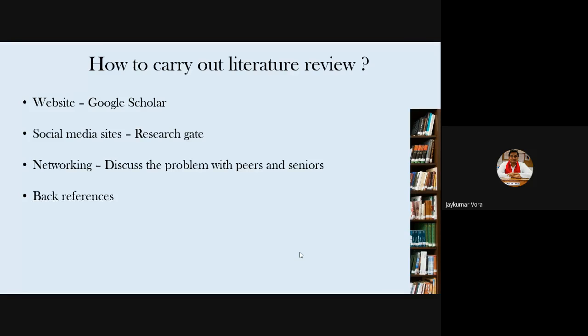Third thing is networking. A very efficient source of literature review is networking. Whatever topic you are thinking of taking up as a research topic, discuss the same problem with peers and seniors. Whenever you meet somebody, try to discuss that problem. With the help of your network, you will be able to know where you can get the best data on this topic.